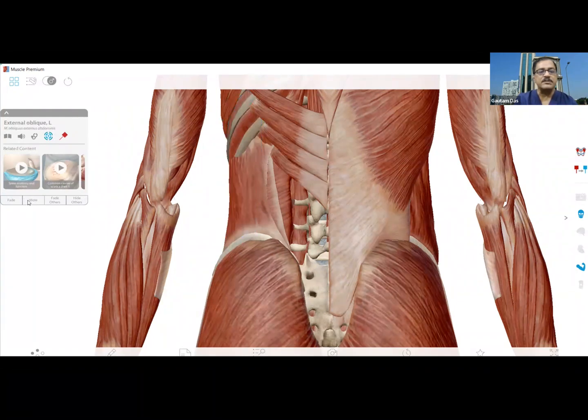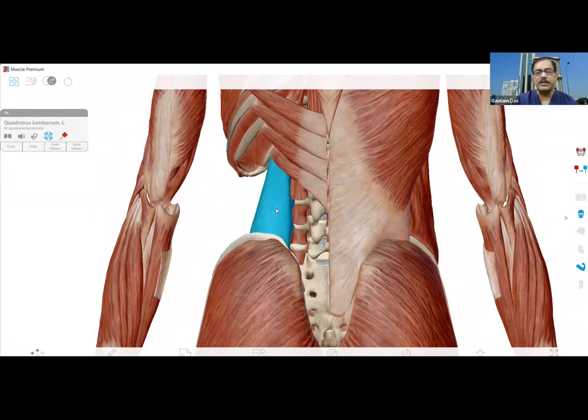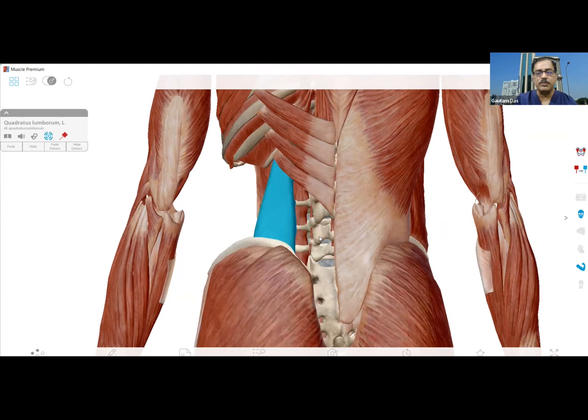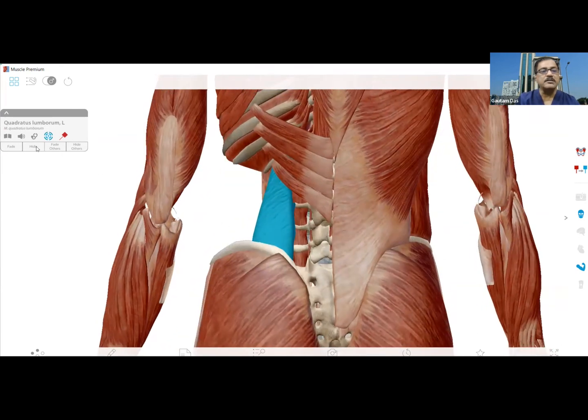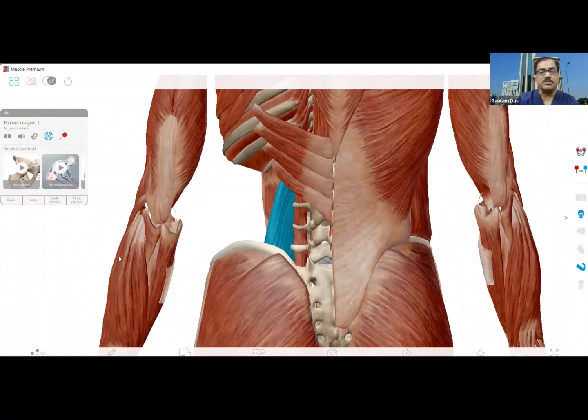The abdominal muscles: external oblique, internal oblique, and the transversus abdominis. If you remove all those things, then we can see the muscle which takes its origin from the tip of the transverse process, your quadratus lumborum. This is very important. And anterior to that, if I remove that, is the psoas muscle.